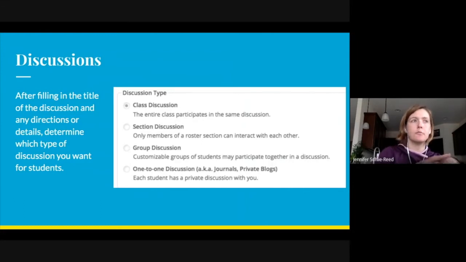So class discussion would be everyone in your class discussing. Section means that if you are a math teacher and you teach 3 sections, you can do it where each section can only talk to each other. Class would mean all 3 sections can talk together. That's just an example. Group discussion is great for when you want to maybe do book clubs or wondering clubs or whatever it might be. So again, if we're thinking about this curiosity, or this engagement piece, if you assign students to be in a specific topic, and it could be a book club, but it could be something else, they could work in this group discussion to post ideas or resources.